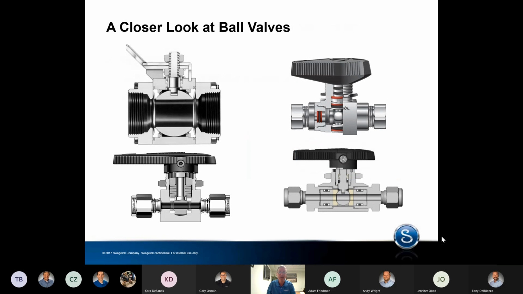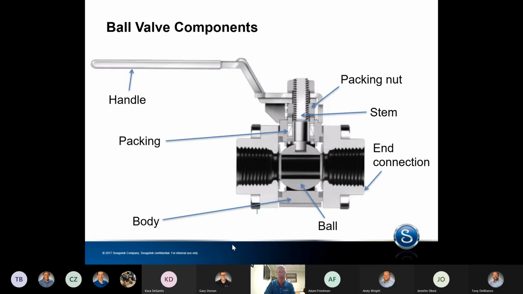Ball valves are some of the most common on-off valves you'll see, so we'll look at them first to show some of the key features of an on-off valve. Basic components of a ball valve are the valve body, the ball, which contains the orifice, which can be full port or partial port, the stem packing, which prevents leakage to atmosphere, the packing nut, which allows for packing adjustments, the handle, and the end connections.